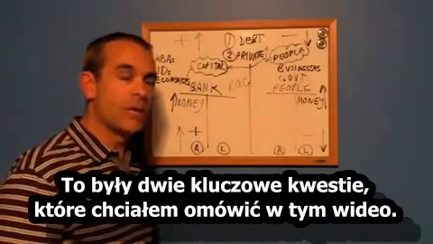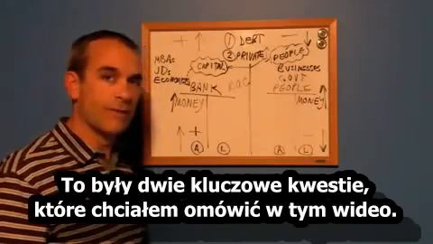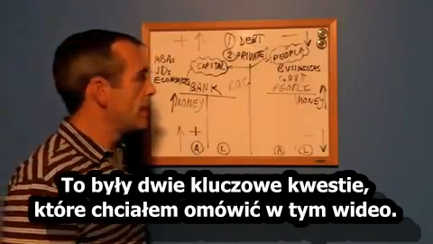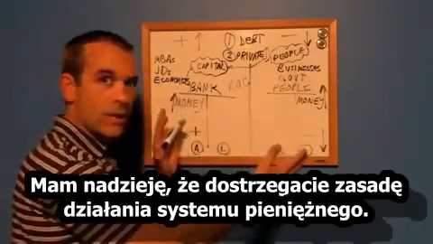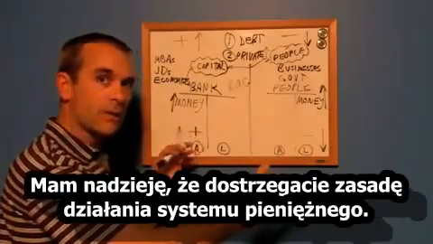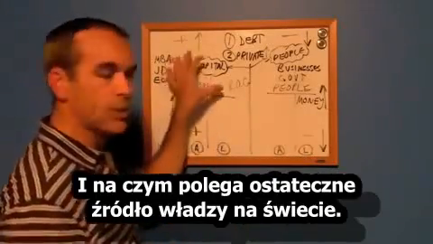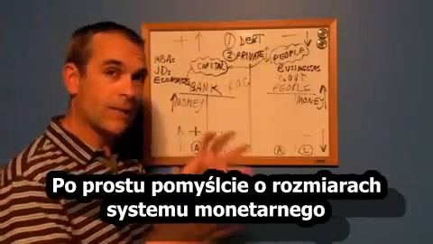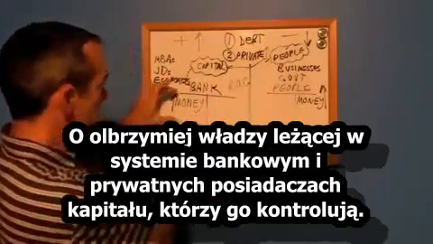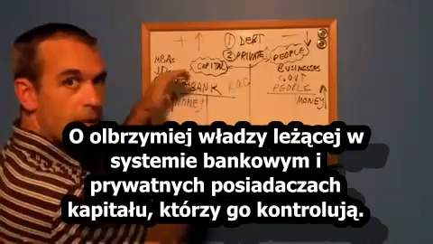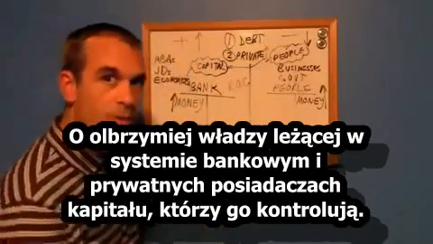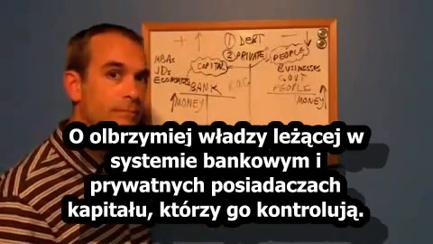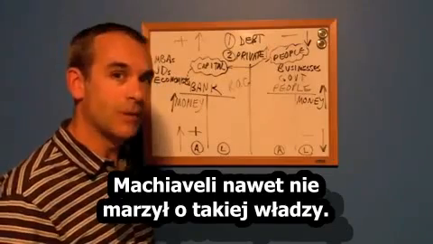And so those are the two key issues I wanted to get across in this first video. And hopefully you start seeing the power dynamics in the monetary system and how this is the ultimate source of power in the world. Just think about the size of the US monetary system, the amount of power sitting here in the banking system and the private capital holders that control it. Machiavelli never dreamed of such power.